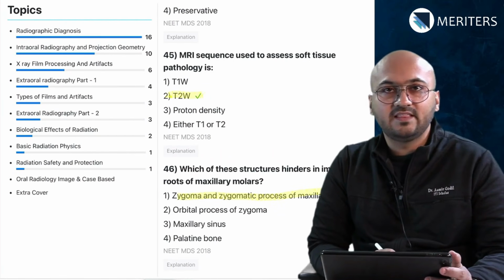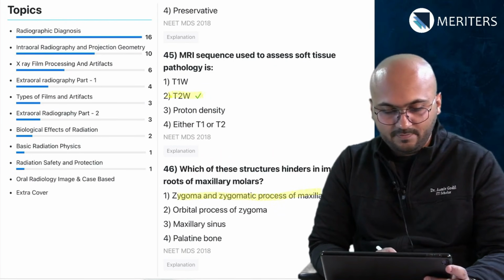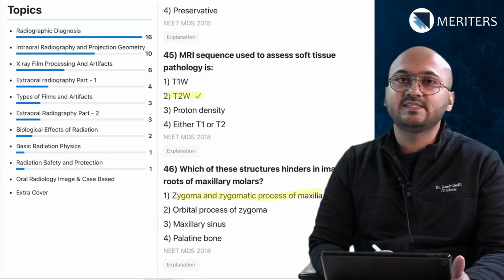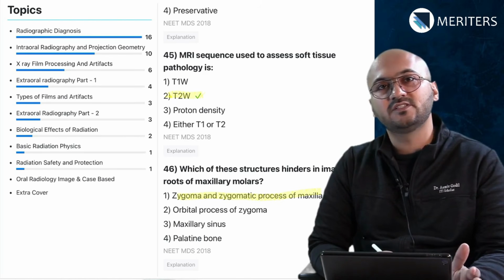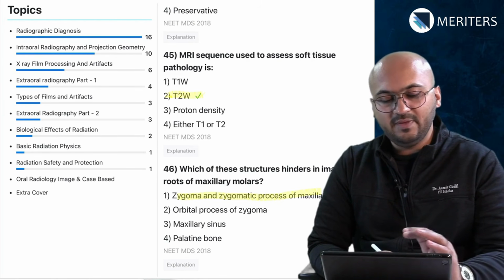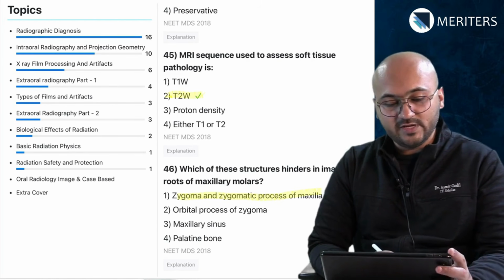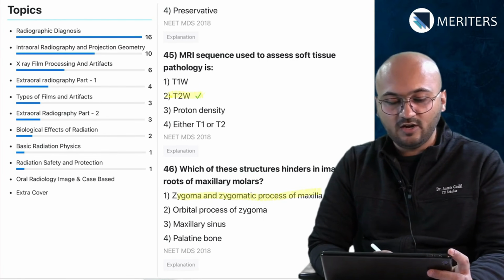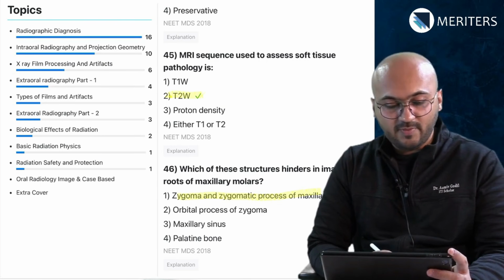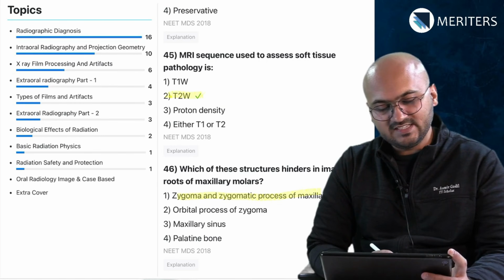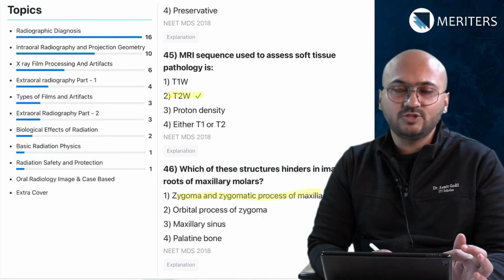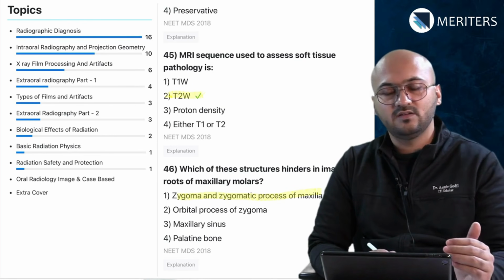So as you look at the summary of the topics, radiographic diagnosis has maximum questions, but like I said, there will be a lot more such questions in oral path. So keeping that aside, more questions are seen on intraoral radiographs and projection geometry, and a lot on artifacts, followed by extraoral radiography, and much lesser on physics and radiation. So this should be how you tackle the subject.